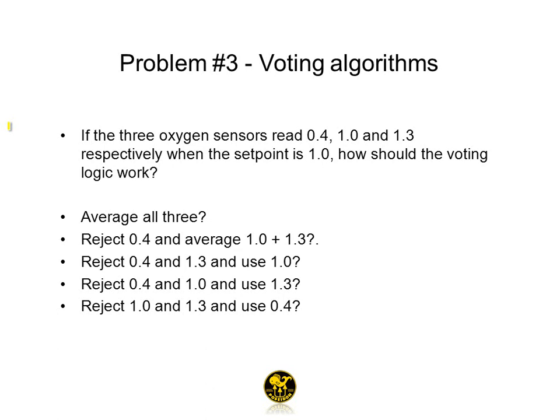Now, I'd like you to all think about this, because we're going to hold a vote here in the room in terms of what the system should do. And incidentally, not voting here is not an option, okay? This isn't a presidential election. Your life is on the line. You've got to make a decision here. So, okay, average all three. Show of hands. Who would go for averaging all three?